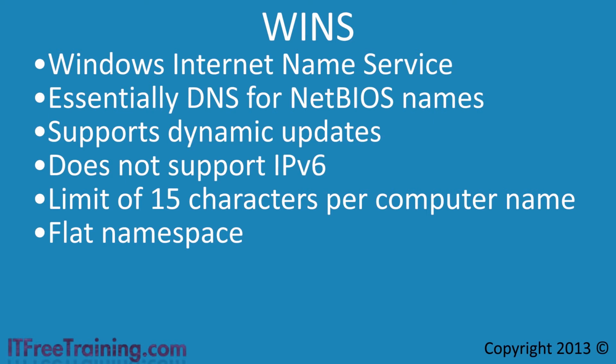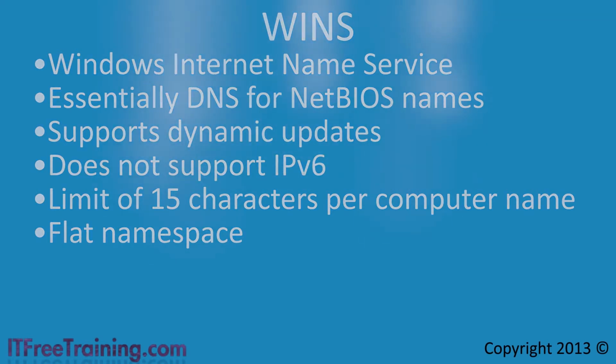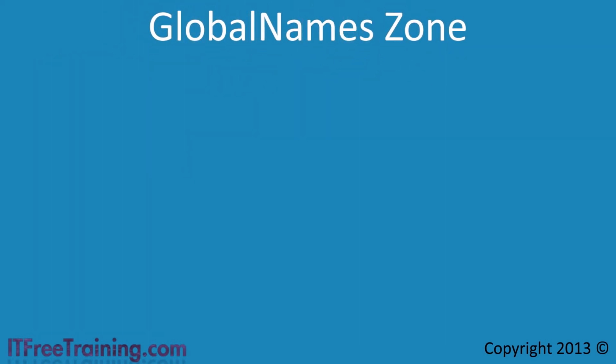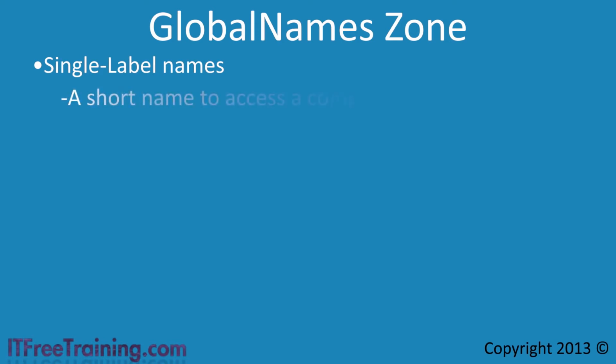So, is it possible to have this feature available in DNS just like it is in WINS? With Windows Server 2008, Microsoft has added the Global Names Zone. This adds support for single label names. A single label name makes it possible for a computer to access another computer using a short name rather than a fully qualified domain name. For example, if you had an intranet server, you could have all the computers on the network access the intranet server using the short name intranet rather than using the fully qualified domain name.